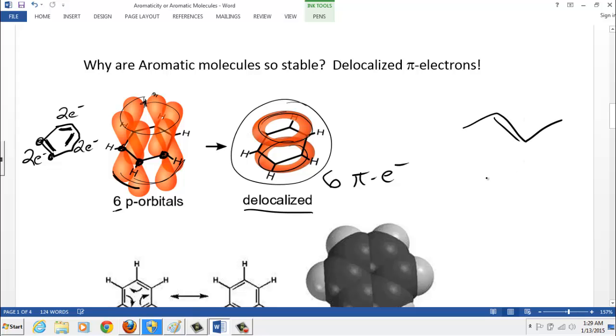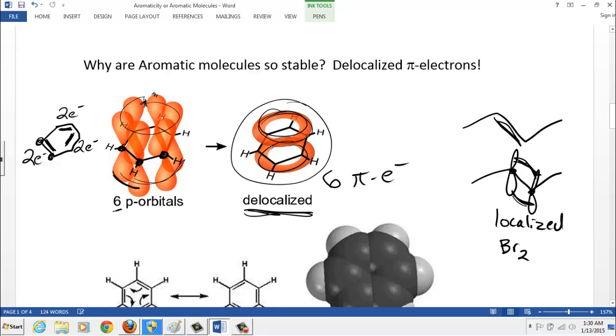If you had a regular alkene, that double bond forms from 2 electrons filling these p orbitals sideways overlapping, and they're localized. A reagent like Br2 can find those 2 pi electrons just by attacking these 2 carbons. The pi electrons are either above or below or somewhere about those 2 carbons. Not the case over here in benzene. Where are 2 electrons? They can be anywhere in these 2 donuts. Hard to pin down. They're delocalized.